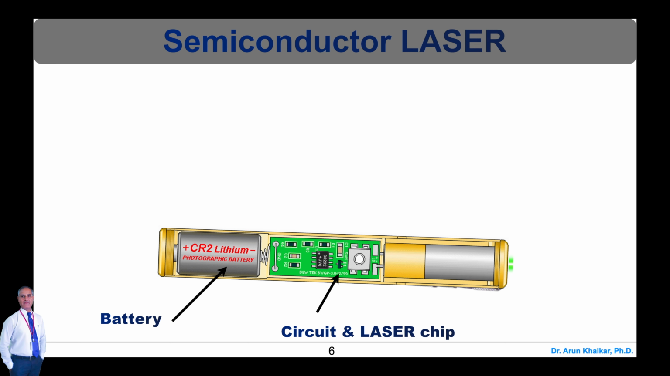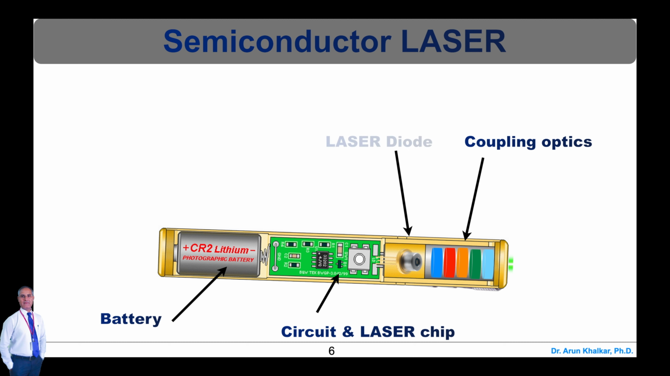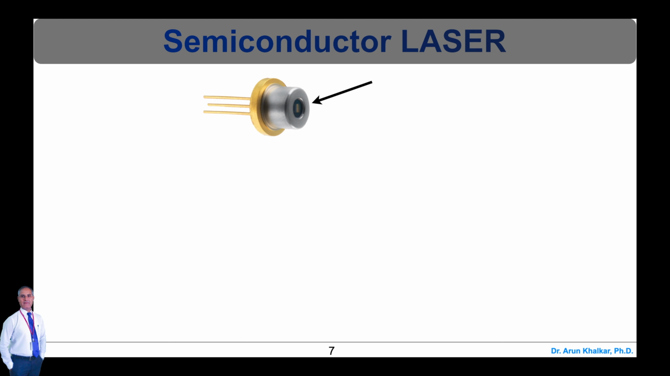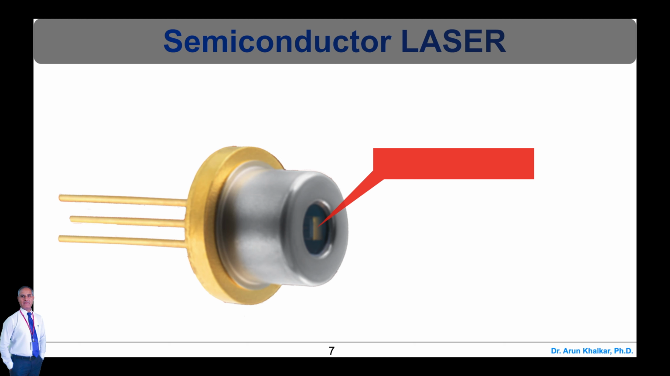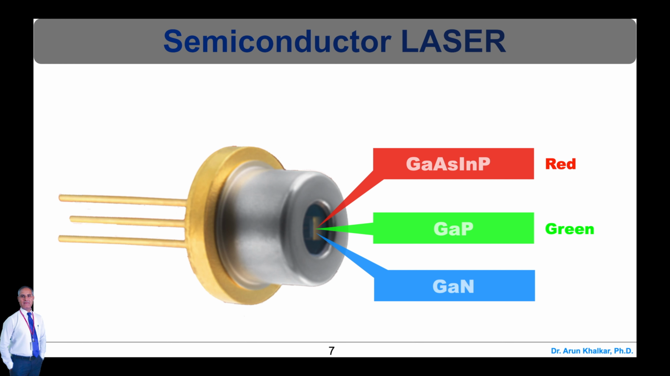More precisely, the size of the laser diode is 1 mm. It is hard to fabricate such a powerful tool with the size of 1 mm. Nowadays, it's possible with the help of nanotechnology and advanced fabrication techniques. The most important part of a laser is the gain media. The gain media of a semiconductor laser is semiconductor material. The most common semiconductor materials used in lasers are gallium arsenide indium phosphide for red color, gallium phosphide for green color, and gallium nitride for blue color.